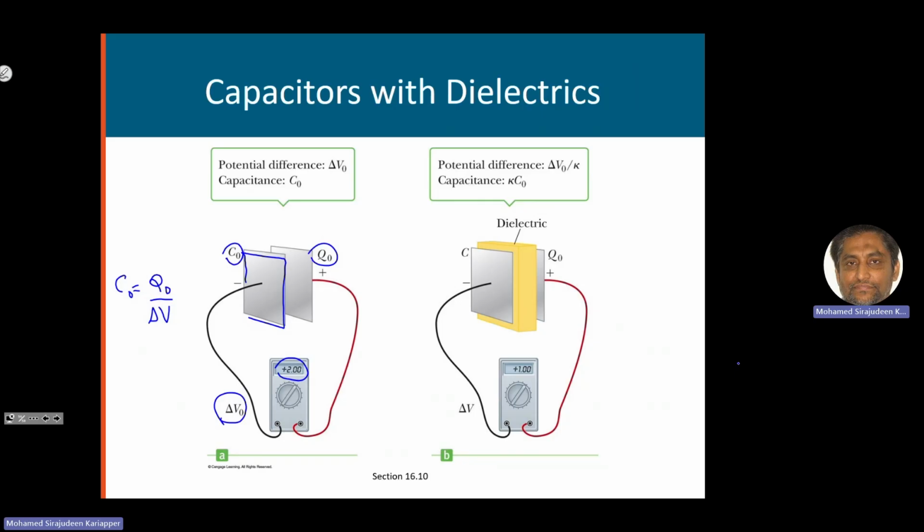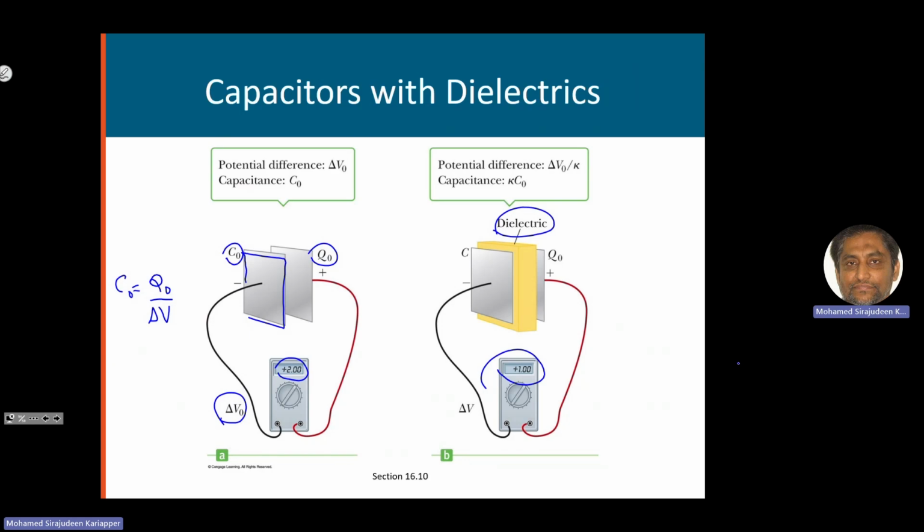Then we slowly insert a dielectric, replacing the air. Before it was just air or vacuum. Now we put a dielectric between the plates. We don't change anything else, just put the dielectric, and you will see something. The voltmeter will read a smaller potential. So that's what this dielectric does. When you put the dielectric between the two plates, suppose the initial potential difference without the dielectric was 2 volts. The moment you put this dielectric in, it will reduce.